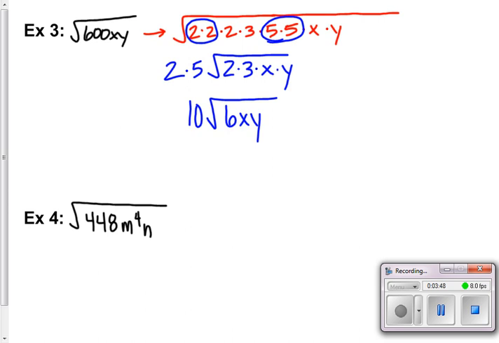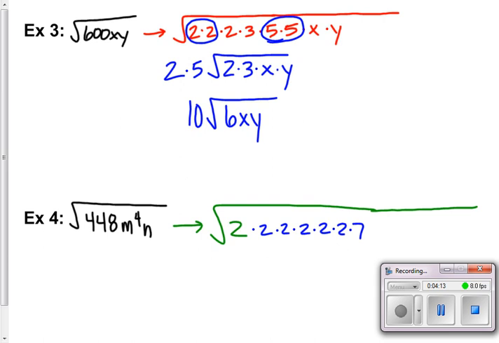Example 4, I'm going to have you try to work it out here. Again, you want to prime factorize, and we know that 448 is divisible by 2, so you can start off with a 2 in that radical. List off all of your prime factorization and see where we wind up with, and we'll check back in.